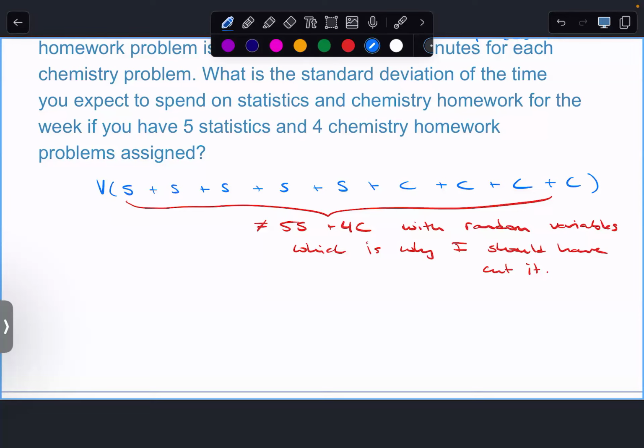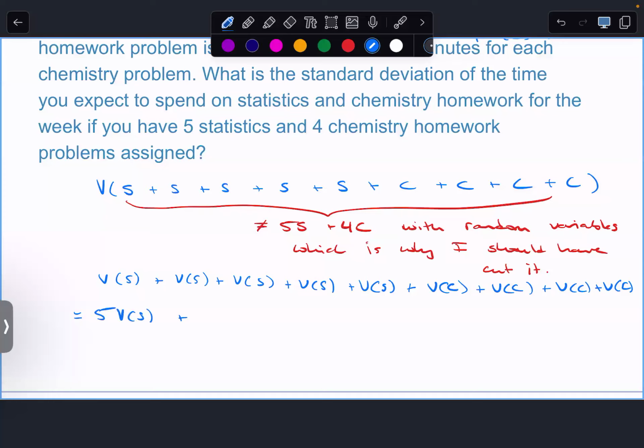Because now this would become V of S plus V of S plus V of S, and so on, 5 times, plus V of C, V of C, V of C, V of C, 4 times, which is now 5 times the variance of S plus 4 times the variance of C.